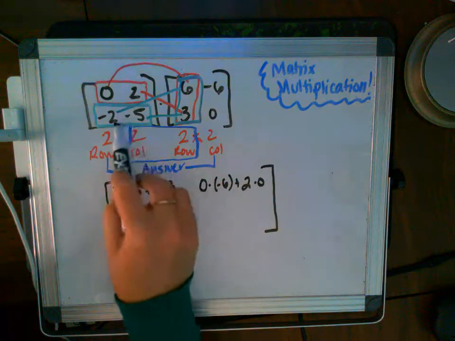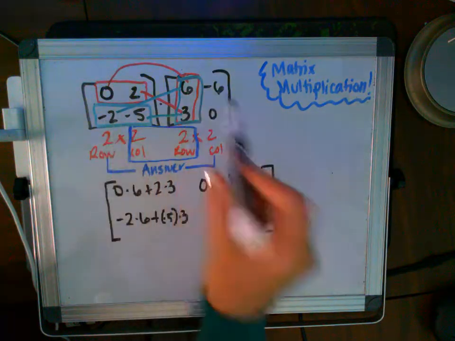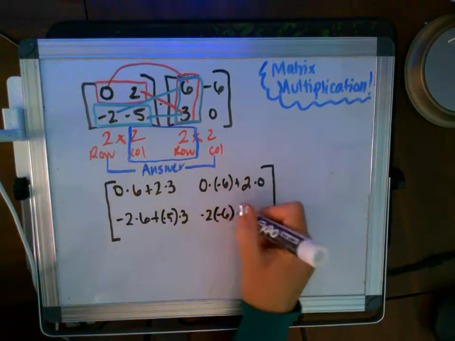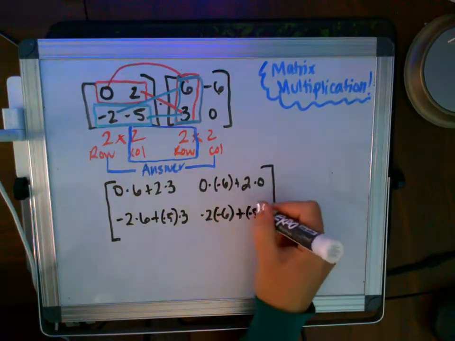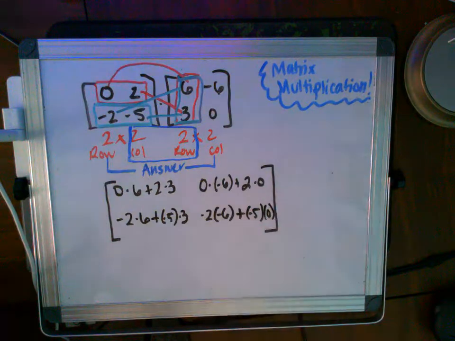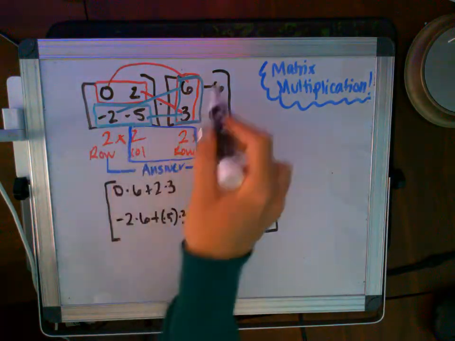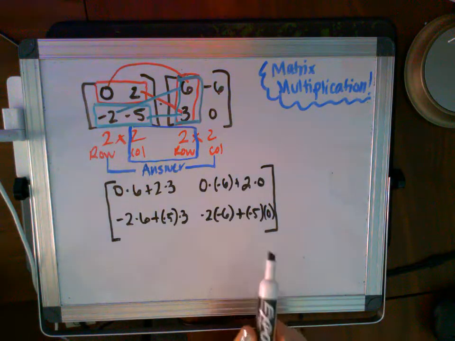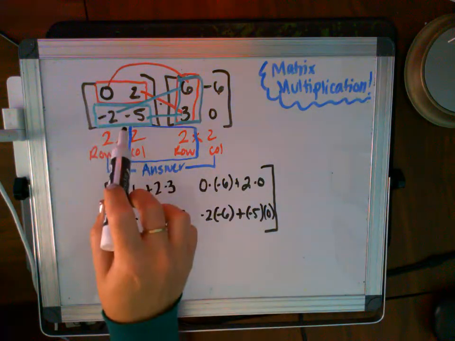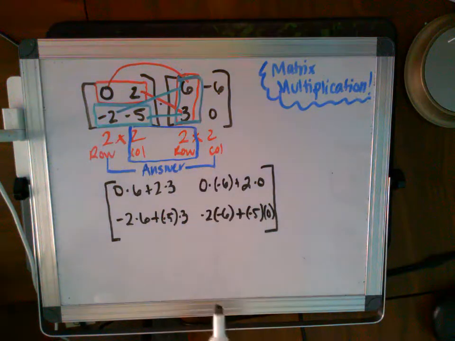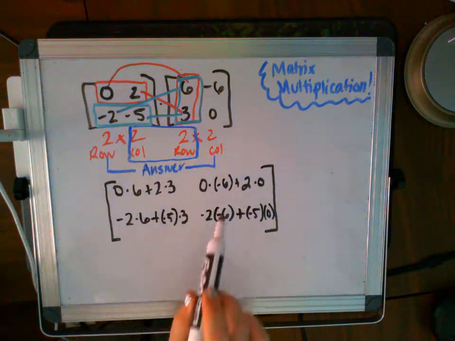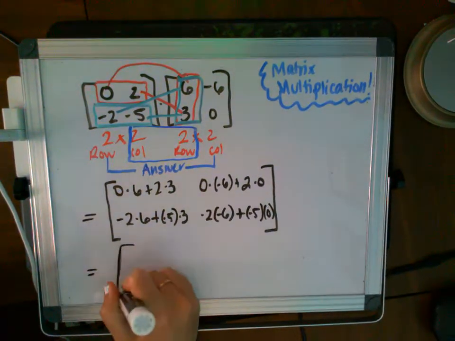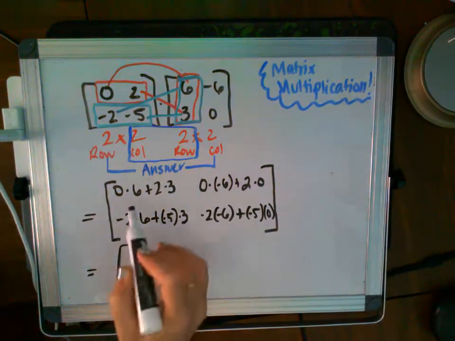So it'll be negative 2 times 6 plus negative 5 times 3. And then we're going to do the same thing with column 2. So negative 2 times negative 6 plus negative 5 times 0. And that was row 2, column 2, so that goes into row 2, column 2 of the answer. Knowing what number row and what number column you're multiplying gives you the location of where you're working in your answer matrix.